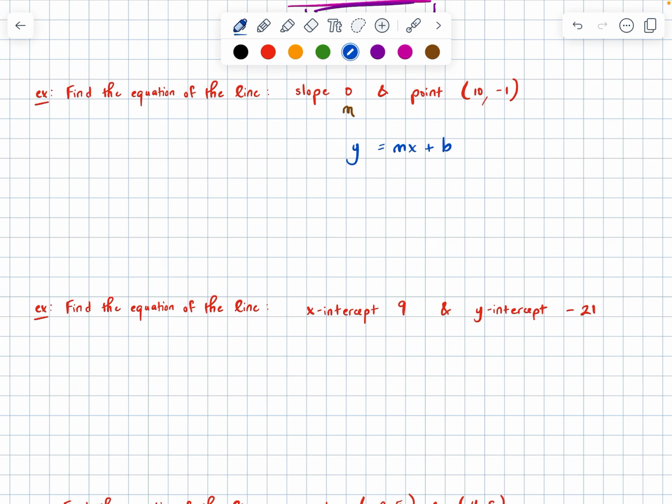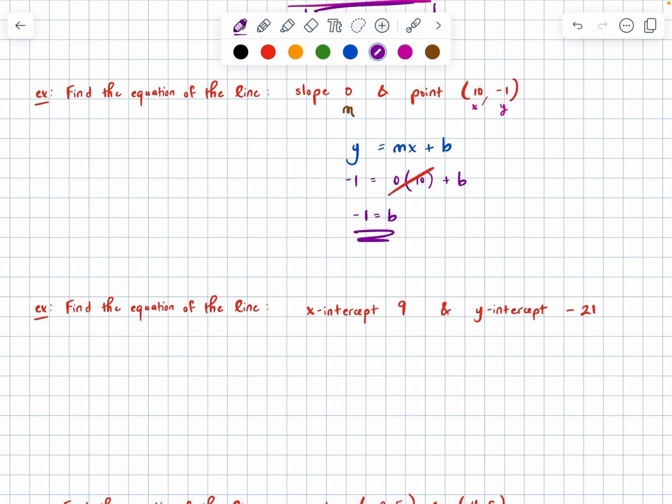An effective strategy that we also saw is instead of thinking of 10 comma negative 1 as x1 comma y1, we can also substitute right into our x and y values in our slope-intercept form. So y equals mx plus b. If I take y and replace it with negative 1, equals my slope of 0 times x, which is 10, plus b. Here, notice 0 times 10 is 0, so I have negative 1 is equal to b.